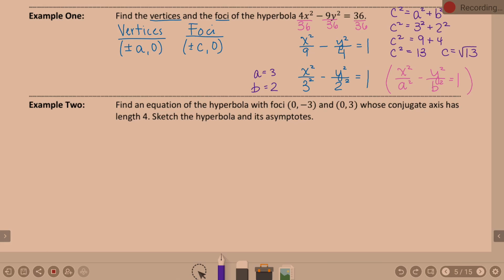Vertices are what? 3, 0, negative 3, 0. Okay. 3, 0 and negative 3, 0. It is acceptable in that case to write as plus or minus 3, comma 0. Foci are? Plus or minus square root of 13, 0. Plus or minus square root of 13, comma 0. Okay, questions there?